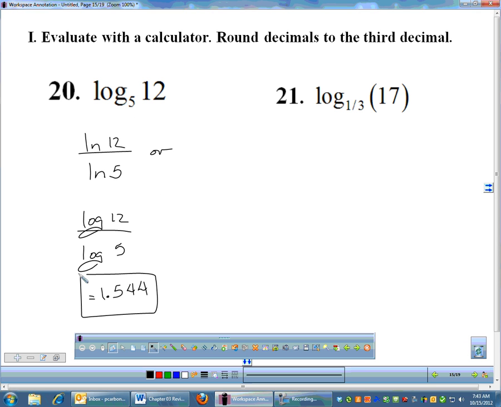I was going to put the calculator on the screen, but the computer's not working. I can't get the video to show up right.